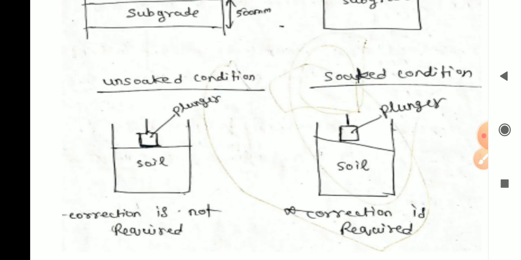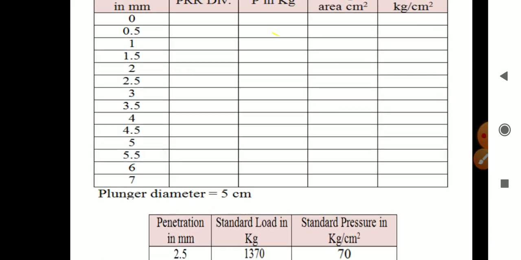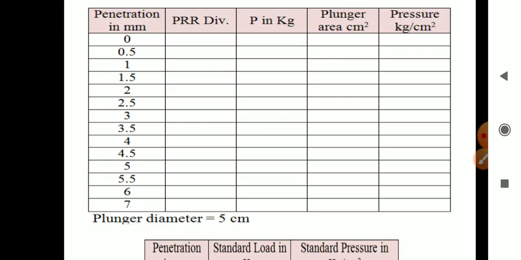In unsoaked condition, correction is not required. This is very important. Now this is the table: penetration in mm, PRR in division, P in kg. That means every 50 divisions of dial gauge reading. DGR means dial gauge reading, every division. Here I have not mentioned DGR. Instead of DGR, I will take it directly as a penetration.